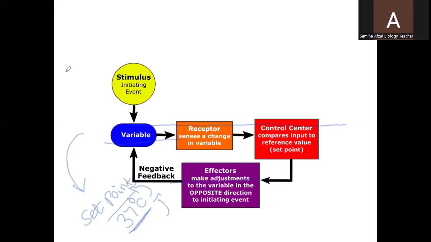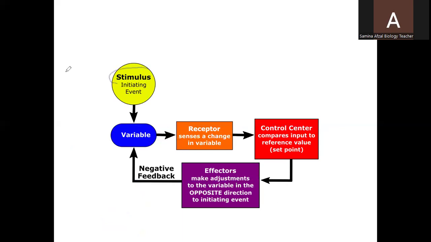And now in this slide, I would like to tell you how this process of negative feedback occurs. First of all, stimulus. Stimulus is any change in the internal environment that will initiate an event or process, and the variable can be temperature or osmotic pressure. So any variable can be here.